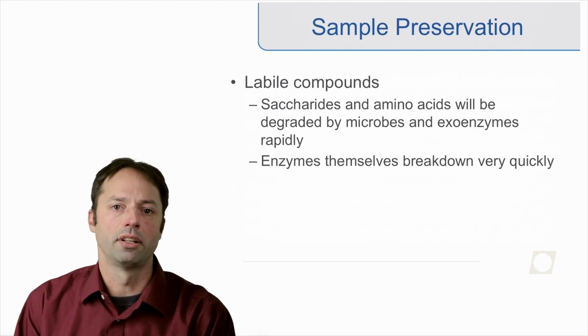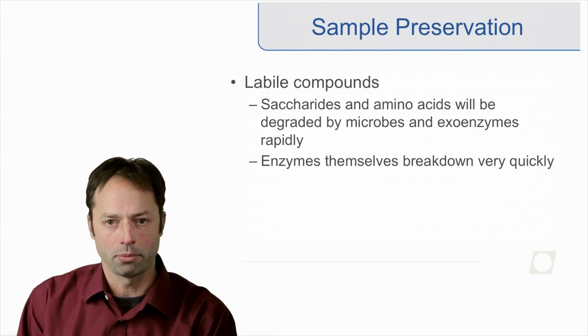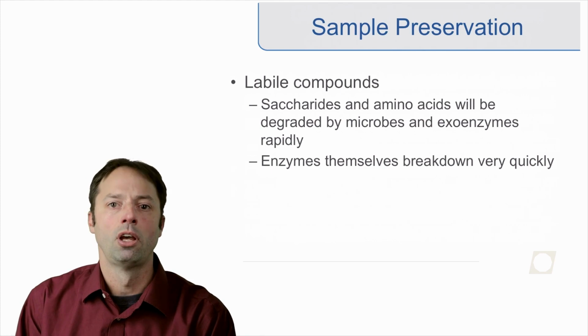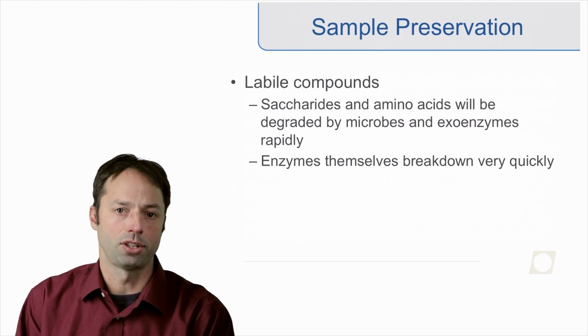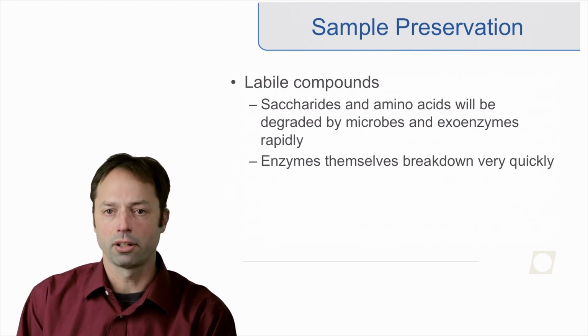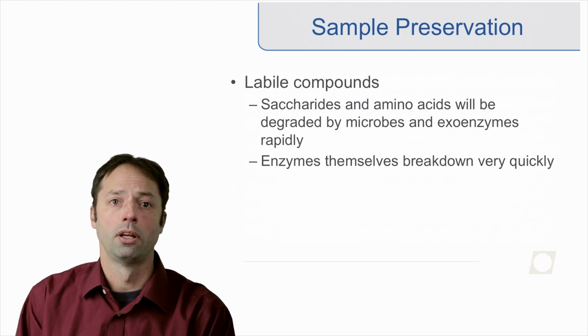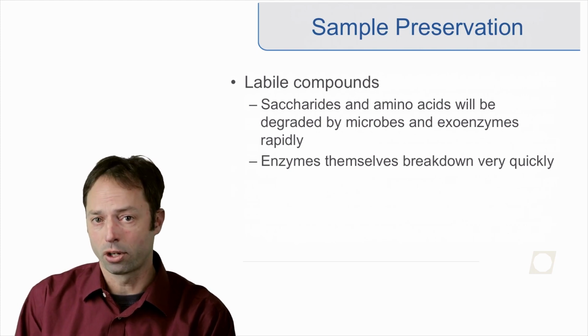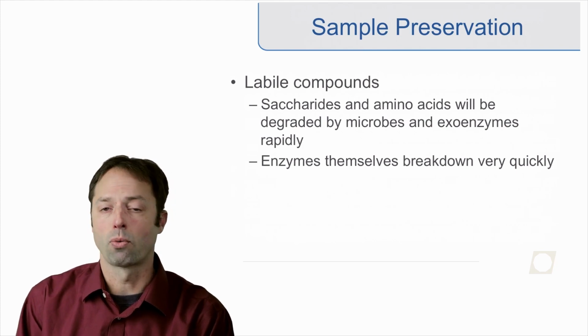And then labile compounds, things that are very easily broken down by exoenzymes that were pulled into your sample cups or by microbes that may have entered your sample cups. This is also a consideration for sample preservation, particularly if you're continuously sampling, and you'll have your samples out for days or weeks before you collect them. Enzymes themselves can break down very quickly, and that can change your pore water chemistry as well.